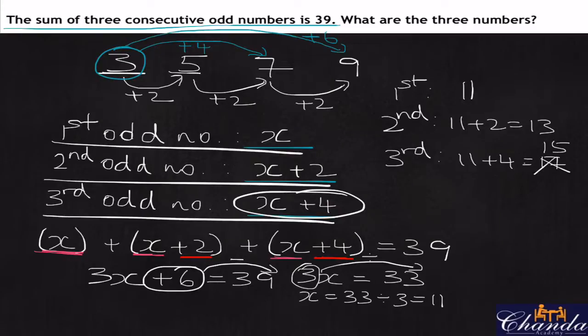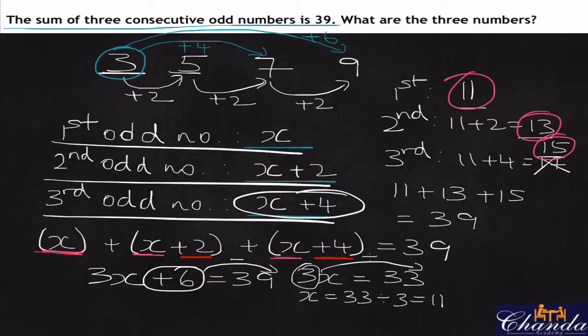So then if we were to add these 3 numbers here, so 11 plus 13 plus 15, it would give me the number 39. So our 3 consecutive odd numbers that add up to 39 are 11. So let me circle that, 11, 13, and the number 15. Now, let's have a look at the next question.